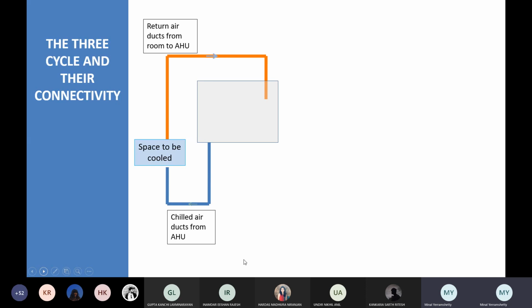You can see this arrow, it is very thin, sorry, but you can see this arrow. It is showing the direction from the AHU to the space. And here you can see this blue arrow that is showing the direction of the air from the space to be cooled. That means it is heated air. That's why the orange color. And then it's going to the AHU. Now see what happens in the AHU.